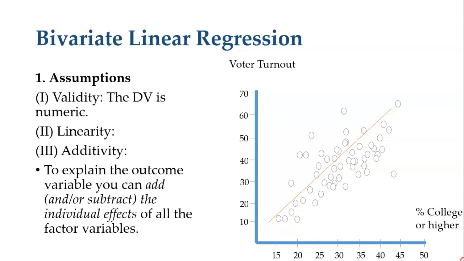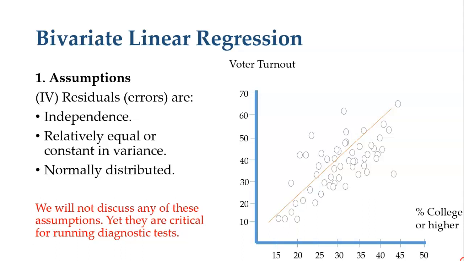And basically the assumption that you have here is that to explain the outcome variable, you can add the individual effects of all other variables of interest that are included in the model. Okay? Notice that this additivity also means that you can subtract individual effects. Like for instance, one of the variables is negatively related to the outcome variable, right? That's what I mean here.